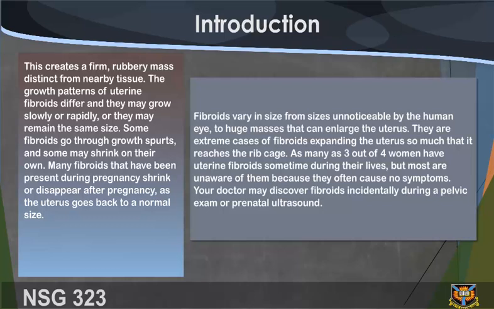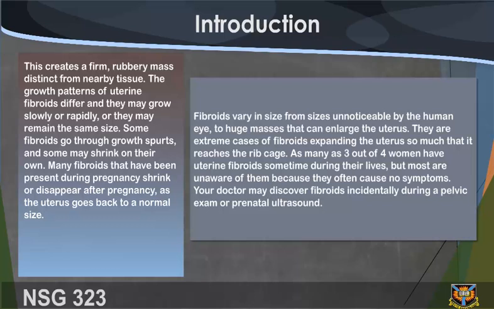The growth patterns of uterine fibroids differ. They may grow slowly or rapidly, or they may remain the same size. Some fibroids go through growth spurts and some may shrink on their own. Many fibroids that have been present during pregnancy shrink or disappear after pregnancy as the uterus goes back to a normal size. Fibroids vary in size from unnoticeable by the human eye to masses that can enlarge the uterus. There are extreme cases of fibroids expanding the uterus so much that it reaches the rib cage.